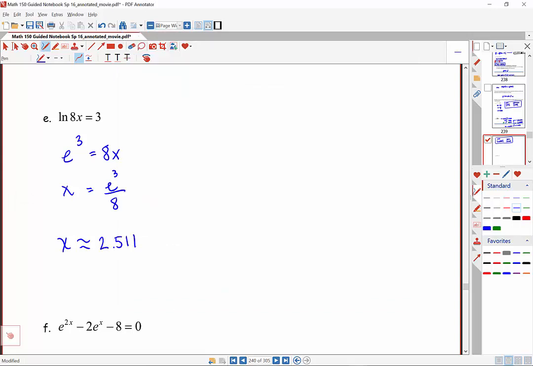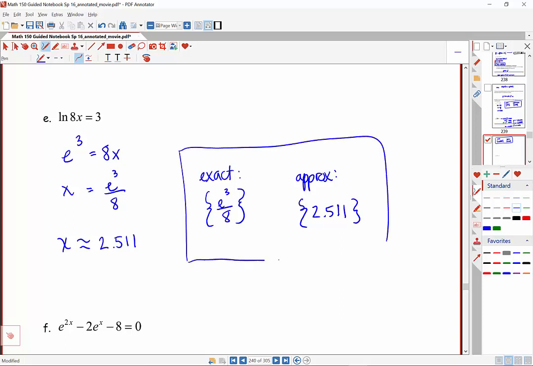Right. So exact, and approximate. Alrighty, and then part F.